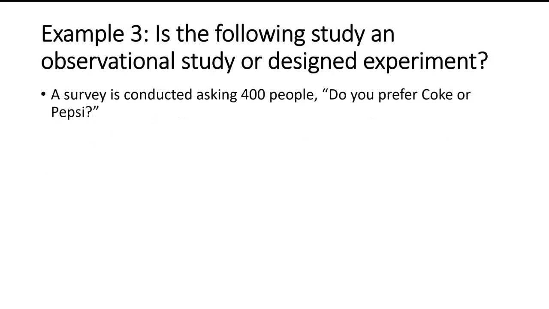Example 3, a survey is conducted asking 400 people, do you prefer Coke or Pepsi? What do you prefer, Coke or Pepsi? Me neither. I'm not a soda person. But this was given to 400 people. And they were asked what they prefer. What do you think this is? If you said observational study, you're correct. All they're doing is observing whether people like Coke or Pepsi. They're not doing anything, not giving them anything besides the survey.